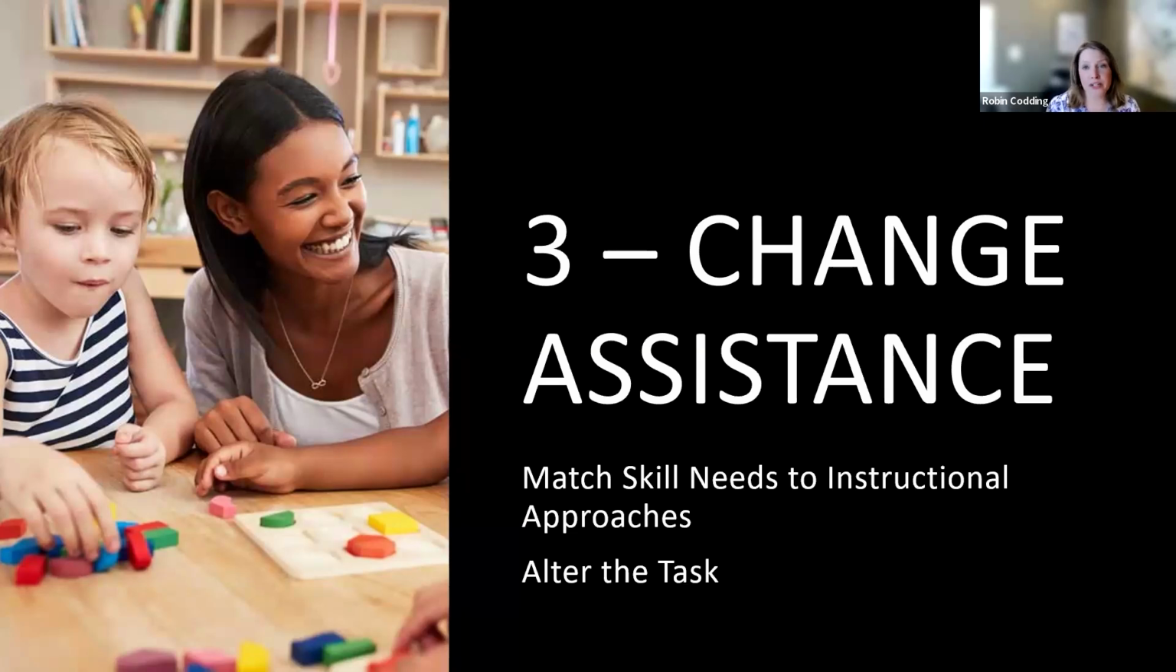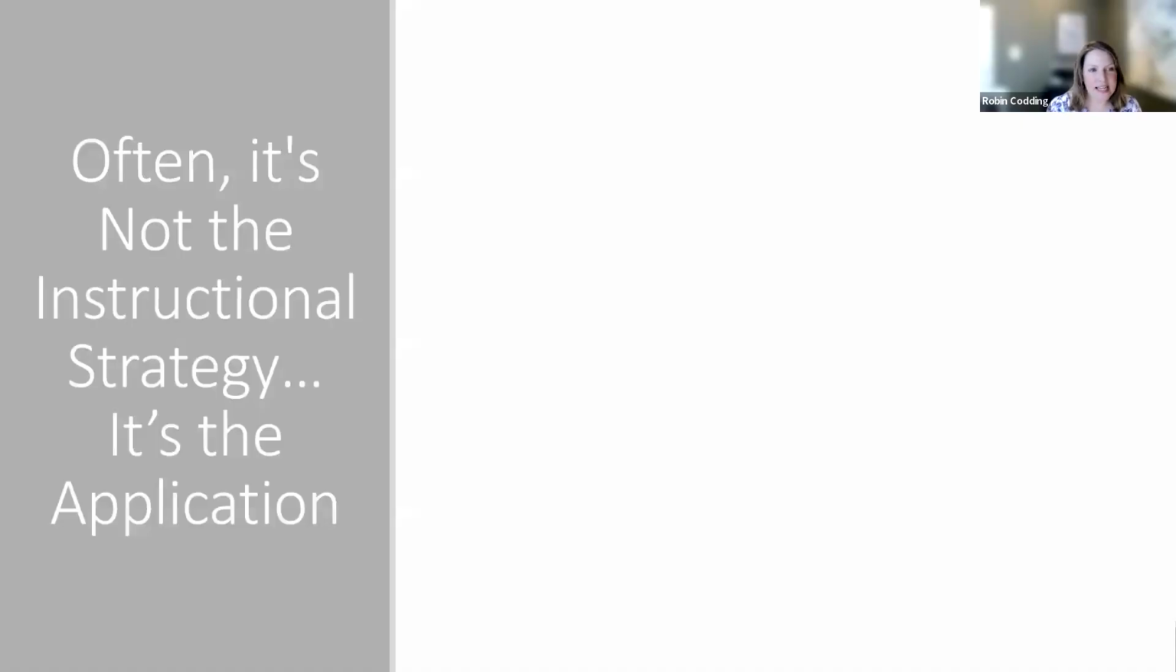There's some variables that we're able to change in schools. There are some that we are not able to change in terms of time allocated to us. The third dimension is changing the assistance. So this is really about matching the skill needs of a student to instructional approaches. Often it's not the instructional strategy, it's the application of the strategy.